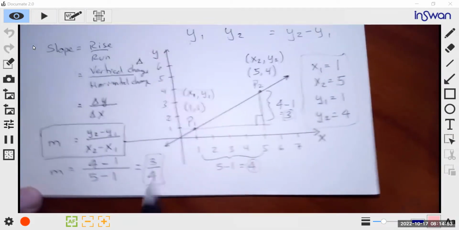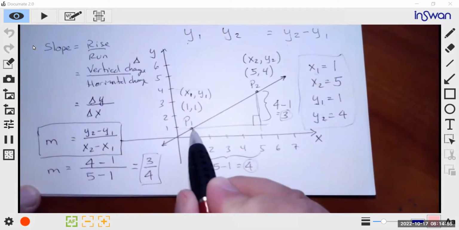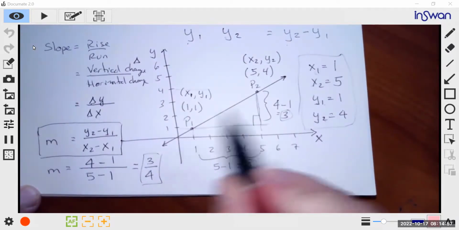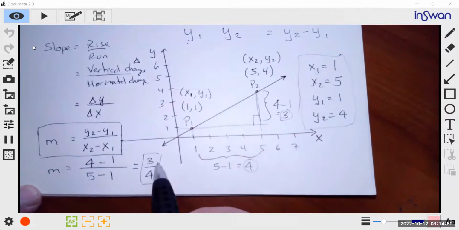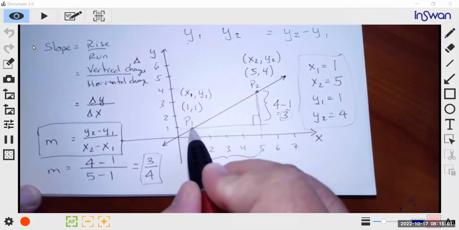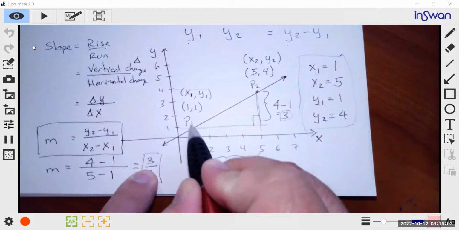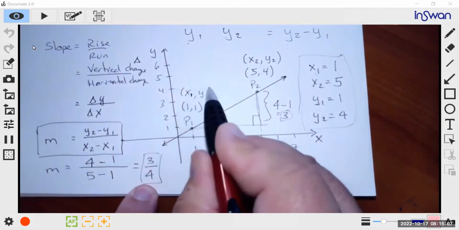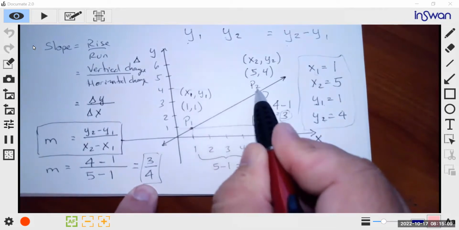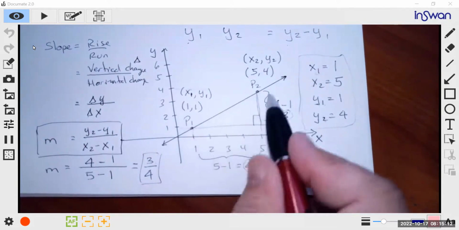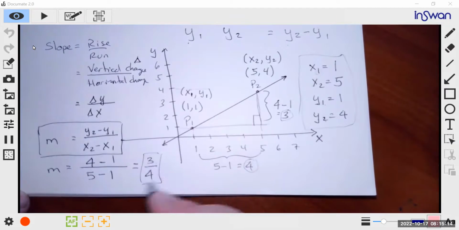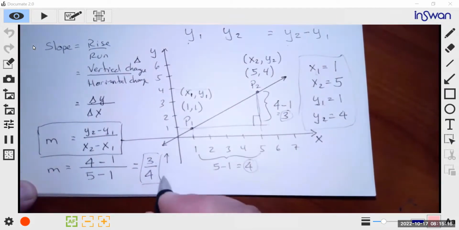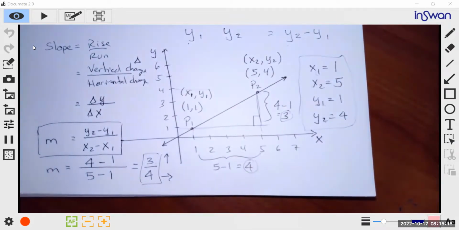What the slope tells us is this. From the first point to the second, remember this is vertical, it's positive. So from this one, we go up 3 spaces. 1, 2, 3. Now we go to the right, 4 spaces. 1, 2, 3, 4. That's how we go from the first point to the second point. It says go up 3 spaces, and that's why the bottom is always to the right.